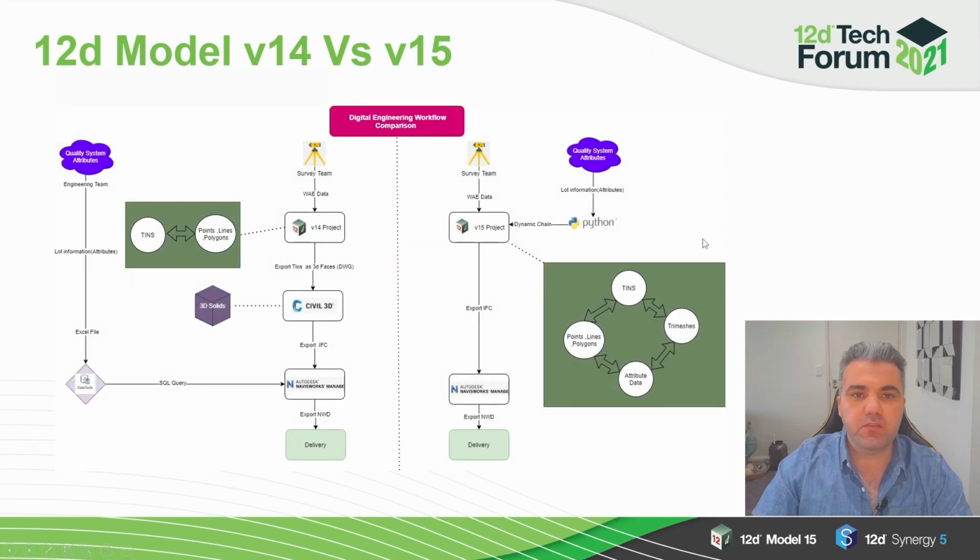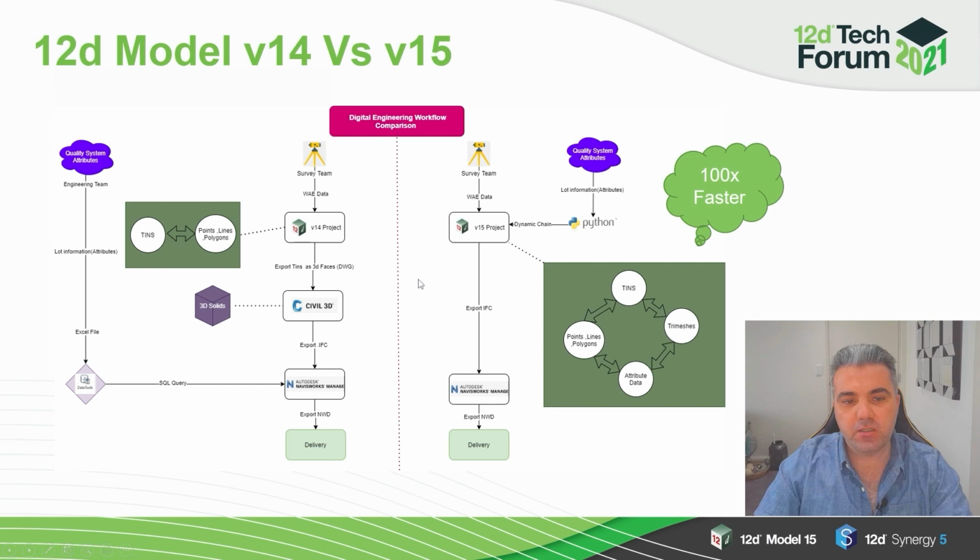So version 15 versus version 14, as you can see, once we introduce Python and the dynamic chain, and once we introduce the tri-meshes, like the tri-meshes from 10 to 10, you get here a 100x faster procedure.